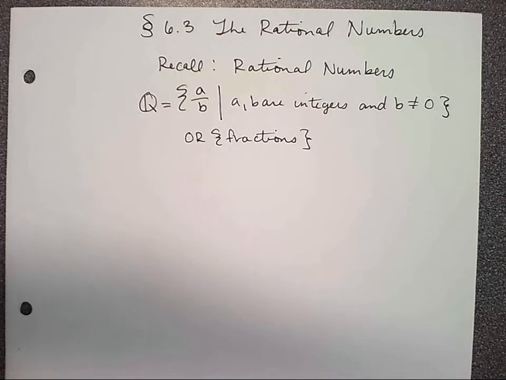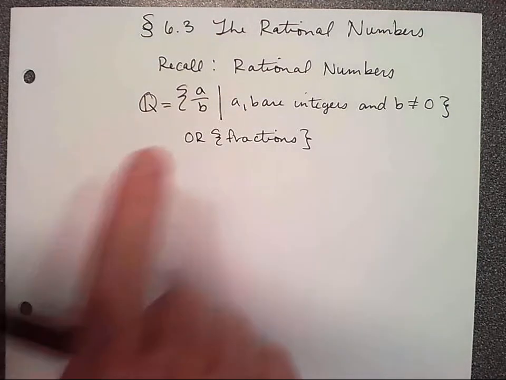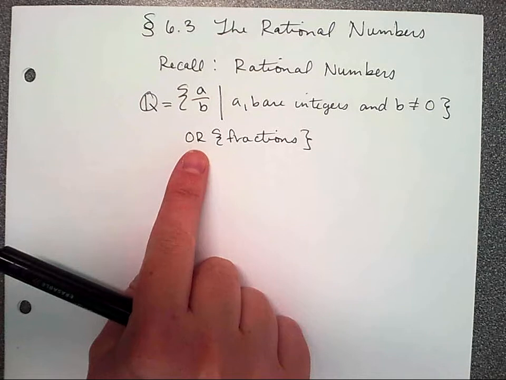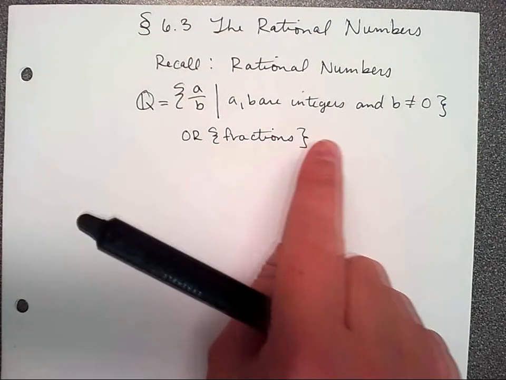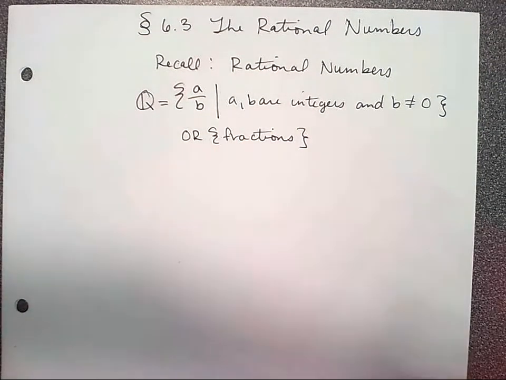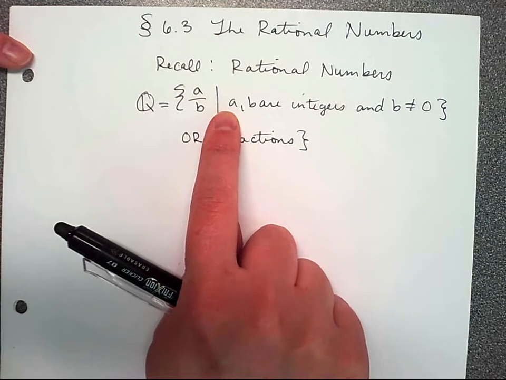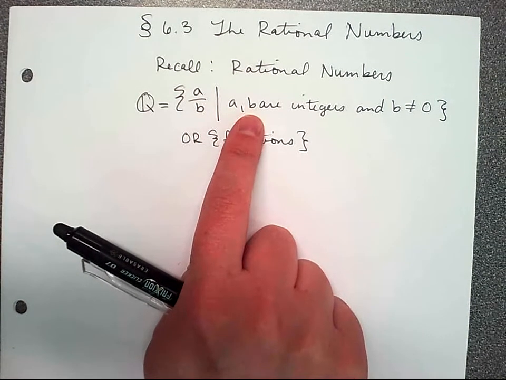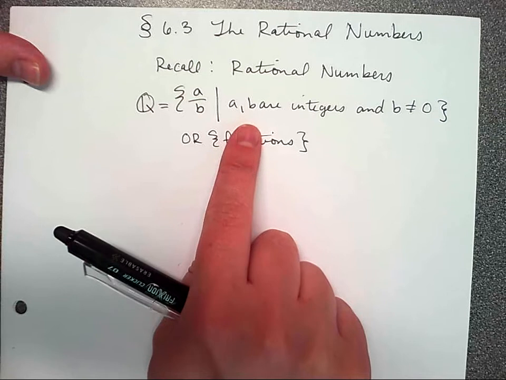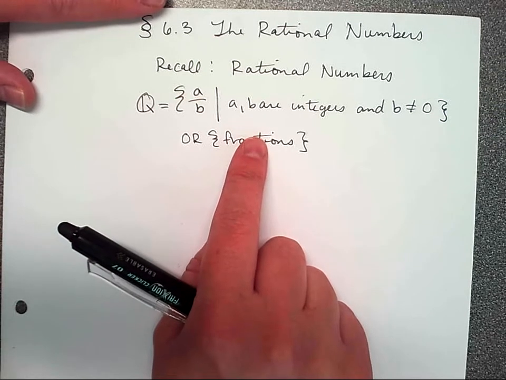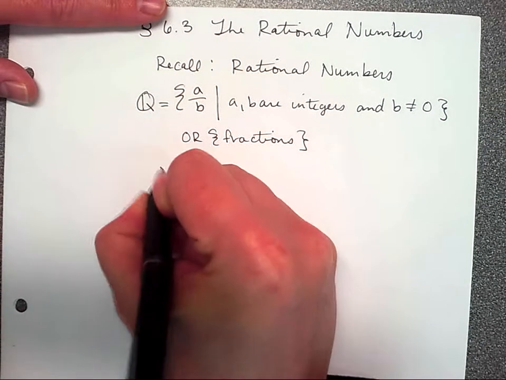Is pi in here? No, because pi is 3.1415, and it doesn't repeat, so I cannot write it as a fraction. So pi is not a rational number. But 1/2, 1/4, 3/4, 100, 1,000, whatever. Anything that can be written as a fraction is in there, right? The numerator is a whole number, can be 0, can be negative. The denominator cannot be 0, but it's an integer.